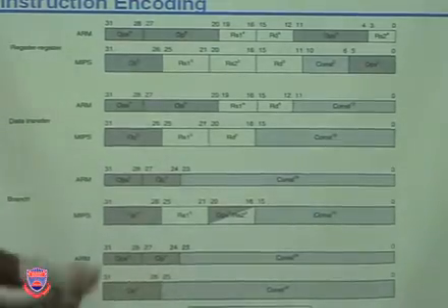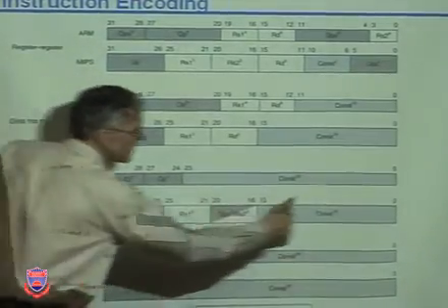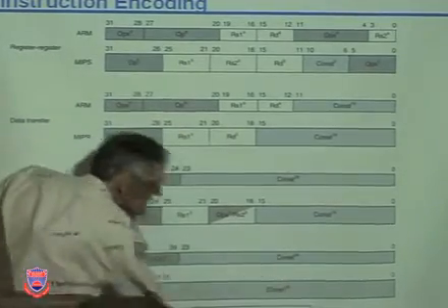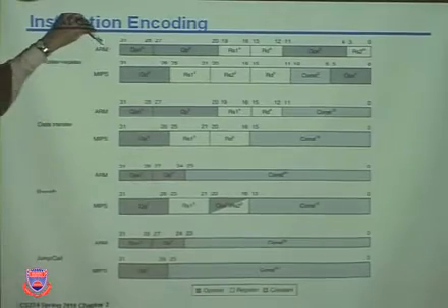And the branch looks like the same: the opcode and 1 or maybe 2 registers and a 16-bit constant. And the jump looks like this: the opcode and a 26-bit constant. Those are our formats in MIPS. Now let's go back and look at them in ARM.